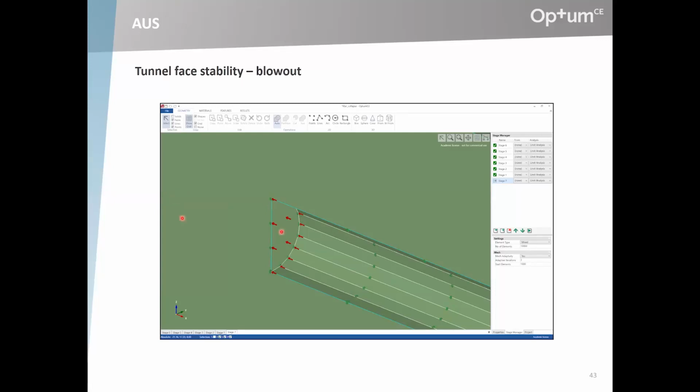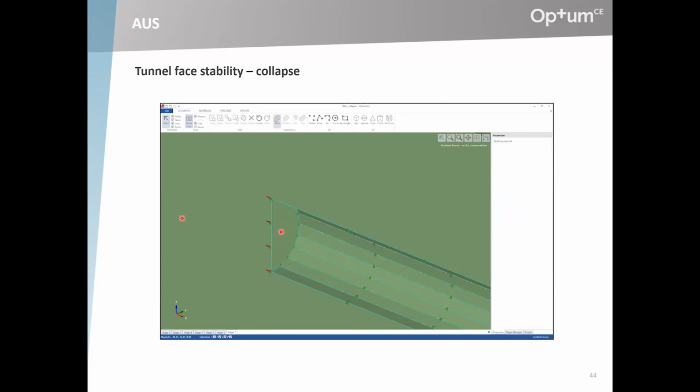So there are two questions in this problem. The first question is an active type earth pressure problem: how much pressure is needed to keep the tunnel face from collapsing into the tunnel? And then a passive earth pressure problem: what is the maximum pressure that you can apply to the tunnel face before it becomes unstable the other way, before you have a so-called blowout?